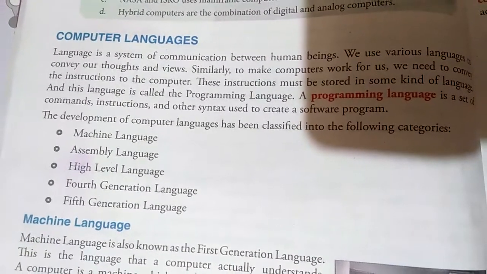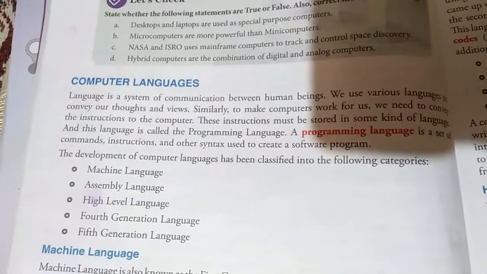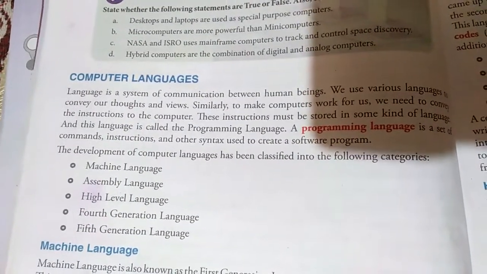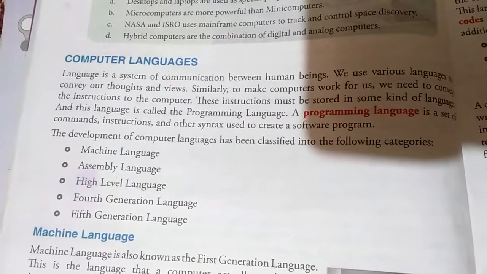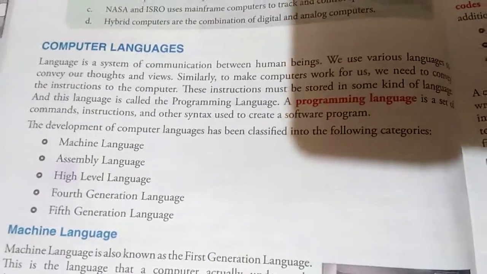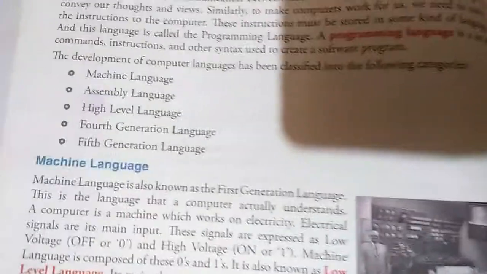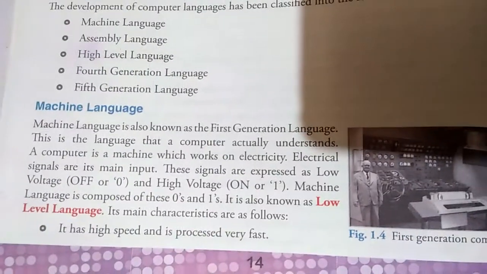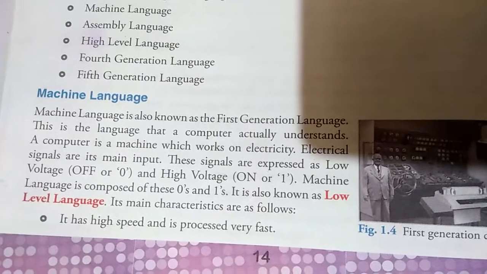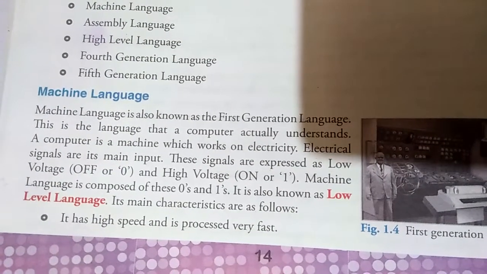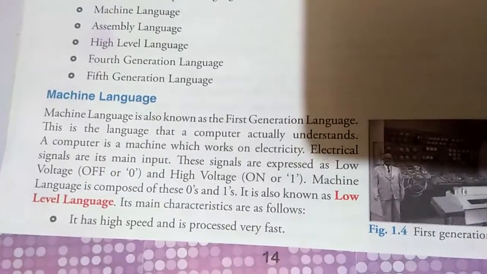So the development of computer languages has been classified into different categories. The categories are machine language, assembly language, high level language, fourth generation language, and fifth generation language. That means there are five types of languages through which we give instructions to the computer to understand what we want, how to make a program, and what we want from the computer. The first one is machine language.